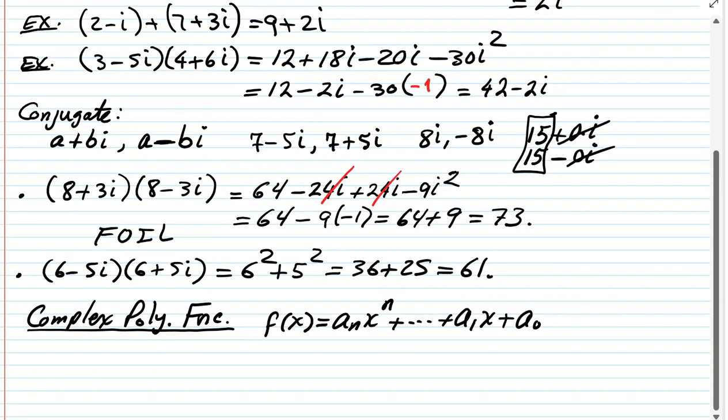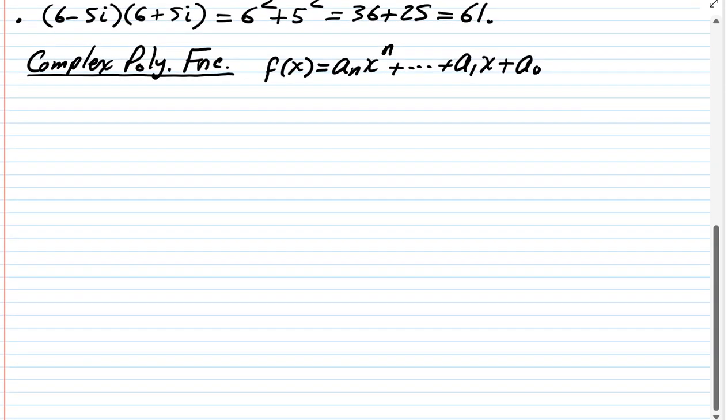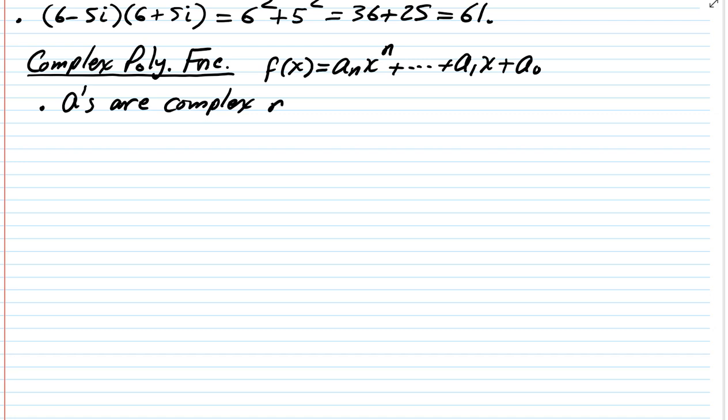I kind of showed you one already, see 15? That's a real number, but we can write it as a complex number with a pure imaginary part, or just simply imaginary part being 0. So what is a complex polynomial function there? In this case, the a's, the coefficients, are complex numbers. Okay, so the a's are complex.